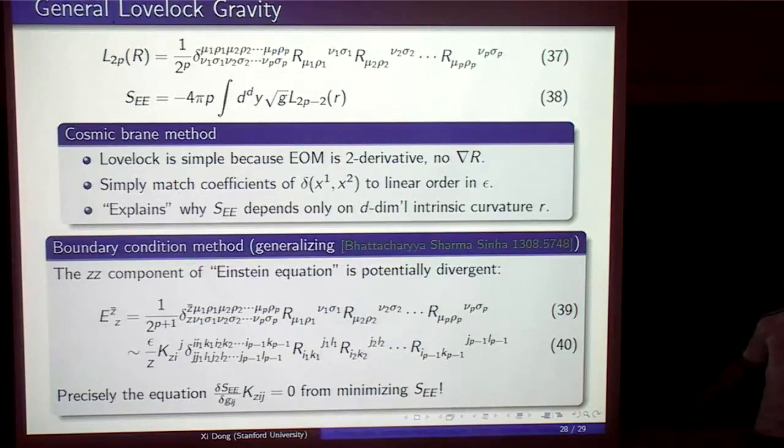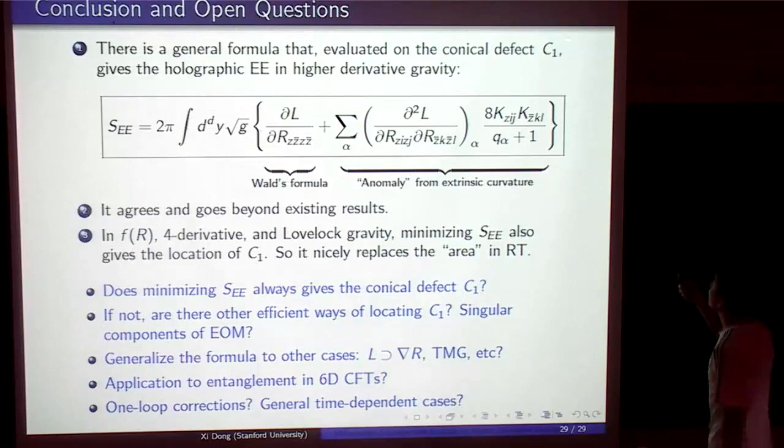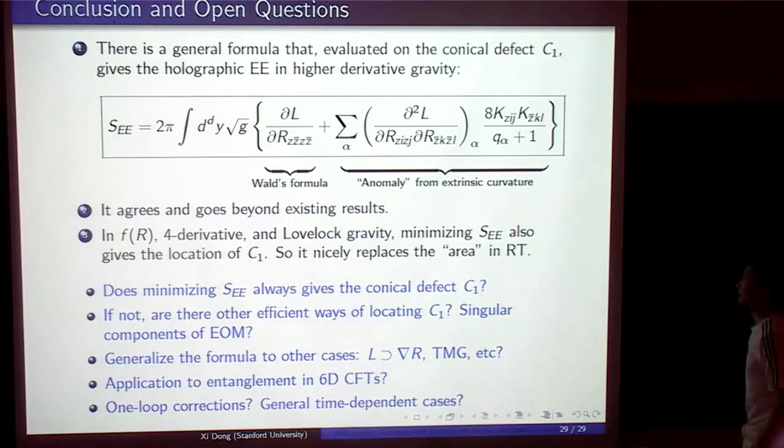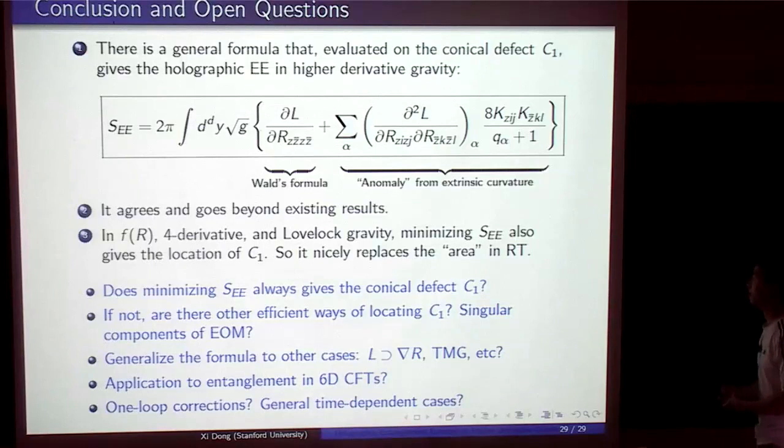So let me conclude. The main point of the talk is that there's a formula that, when we evaluate it on the conical defect defined as C1, gives the holographic entanglement entropy for general higher derivative gravity. It consists of two terms, and it has very nice physical meanings. It agrees with existing results, and also in three examples, we've shown that minimizing the action gives the location of the conical defect.